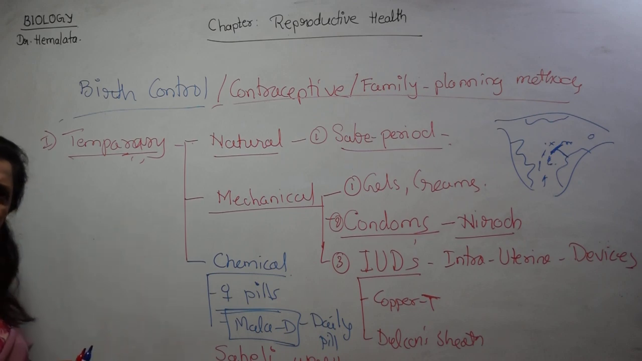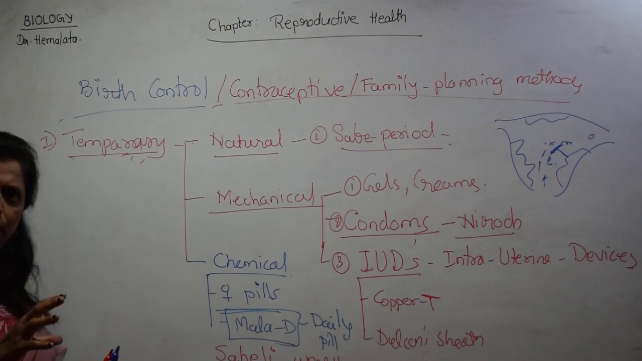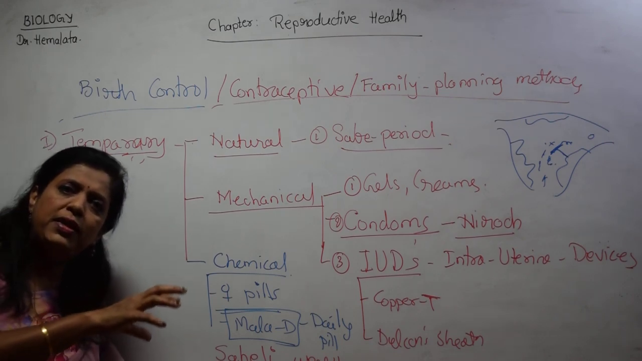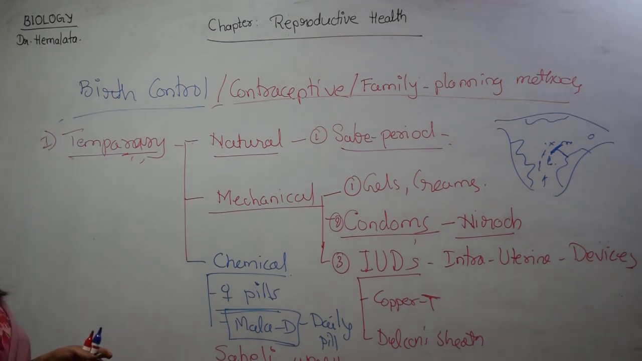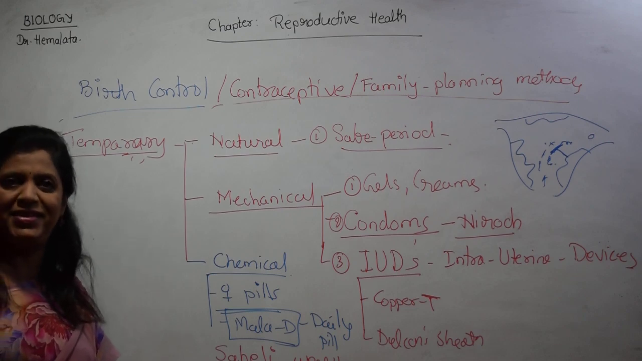Just write some points. I'm making it a little simple. Understand, make some points and be ready. I'll explain it to you. The next one is the permanent methods, or surgical methods.